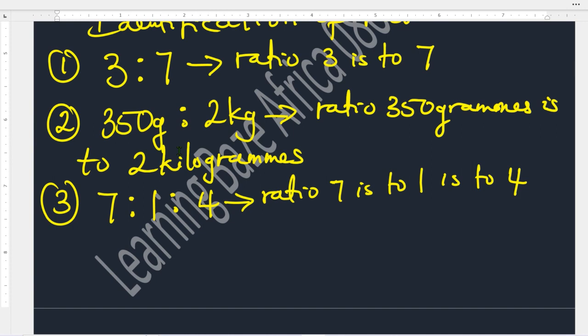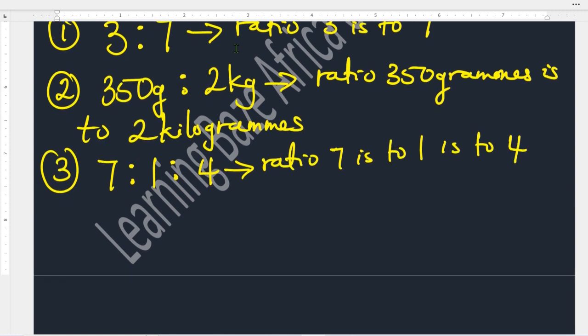Now we also learned how to write ratio as a fraction. Make sure you're writing. Smart students at Learning Base Africa write and they listen. They listen attentively at the same time. So make sure you are paying attention. All right, so now let's revise how to write ratio as a fraction.